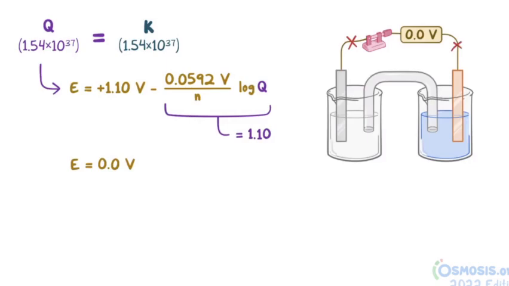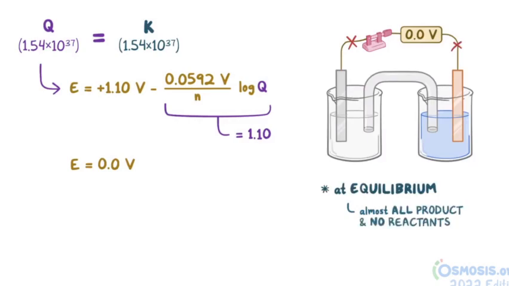Now, the equilibrium constant is a huge number, which means that at equilibrium, we have almost all products and no reactants. In other words, when the voltage of the galvanic cell equals 0, then the zinc electrode will have been all used up, and the blue color of the copper 2 plus solution would have almost disappeared. At the same time, the copper electrode will actually have grown in size.